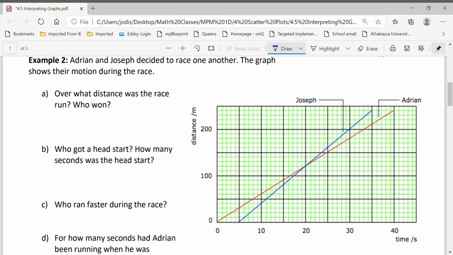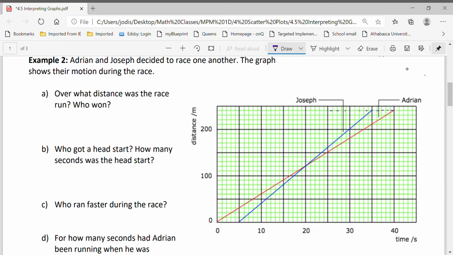In example number 2, we had Adrian and Joseph. They decided to race each other, and then the graph showed their motion in the race. So we want to look at the graph and try to decide over what distance the race was run. So if we take a look, we're going to look for distance here. And then if we look at the distance, we can see that they both stopped at the same point here.